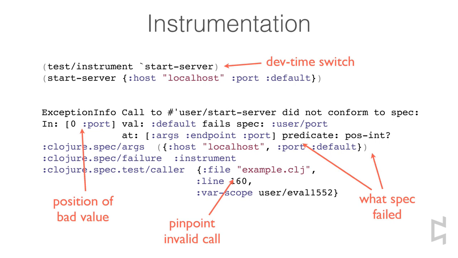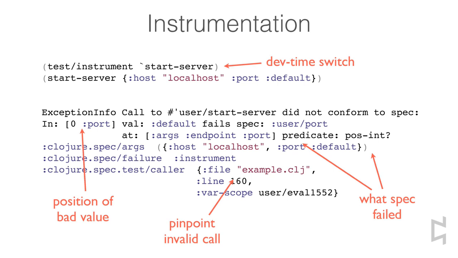So this is that scenario where I'm working on some legacy code. I don't even know how start server works. I don't trust doc strings anyway. I'm going to call test instrument on start server. That is going to install in start server a spec enforcing thing at function call boundary that's going to verify that the argument list match spec.